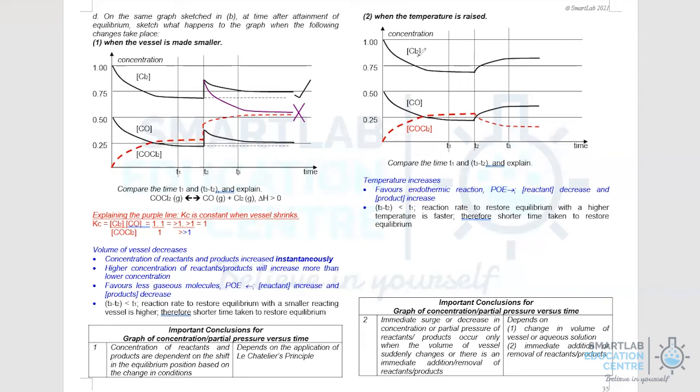Next example we look at is what happens when temperature increases. When temperature increases, given that the reaction is endothermic, the position of equilibrium shifts forward. So in this case, what you can see is that your Cl2 and your CO both decrease, while in the case of your COCl2, it increases. In the same vein that we discussed earlier, the time it takes for you to establish its first initial equilibrium is going to be longer than the time it takes for you to establish a new equilibrium when the temperature increases, because a temperature increase favors a faster rate forward and backward.